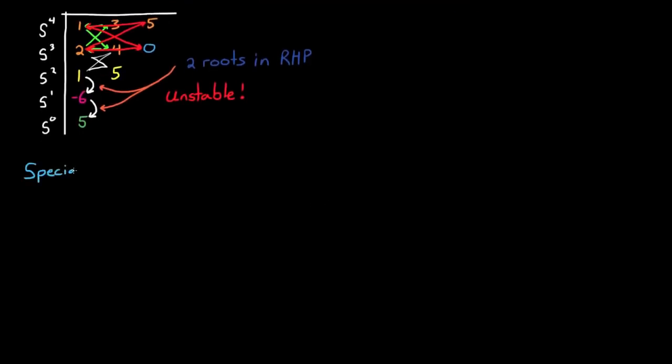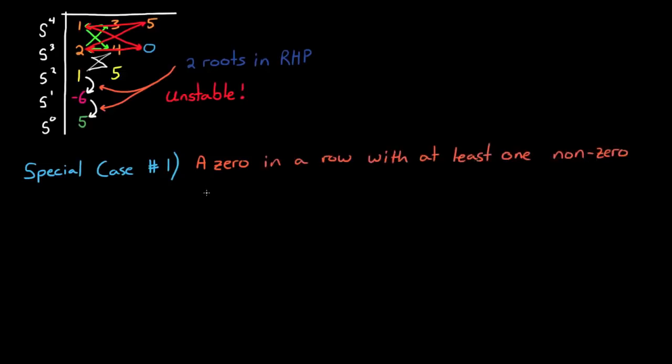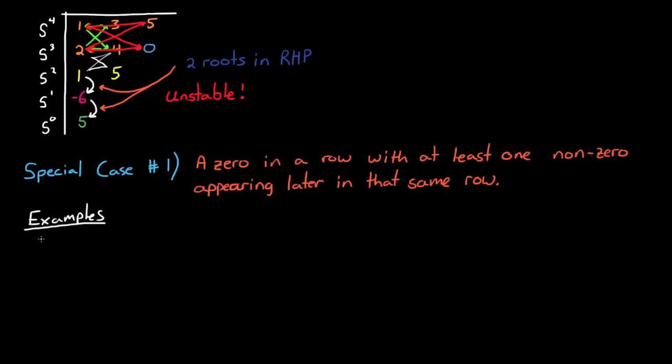Now let's get into the two special cases that I mentioned that you can come across when filling out a Routh array. The first case is when there is a 0 in a row with at least one non-zero element appearing later in that exact same row. Let me show you a few examples of what I mean by this. Say you were given a polynomial whose coefficients created the Routh array like this. In this case, there's a 0 in the second column of the first row and a non-zero, or a 4, in the last column. So this meets the criteria for our special case.